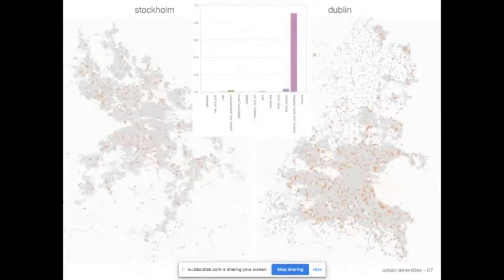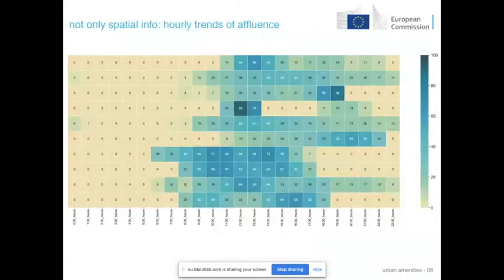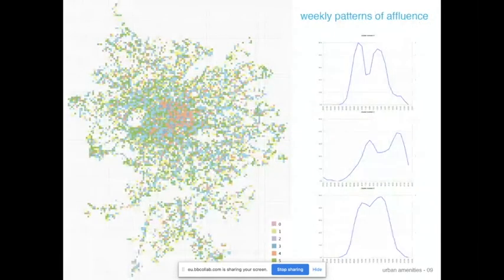Then if you move to the outskirts, you can see that actually the specialization of the areas increases. So there is a specific type of amenity that is actually characterizing the area. Now, because we didn't only have access to spatial information, we also had access to the hourly trend of the affluence in the typology, in the different amenities. We can also actually cluster based on affluence of people in the amenities.